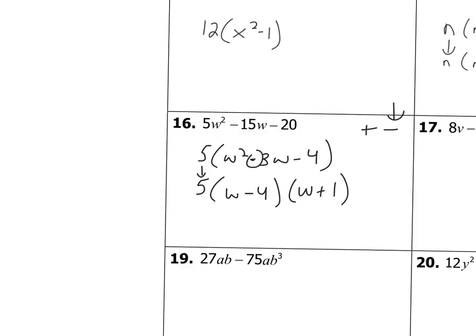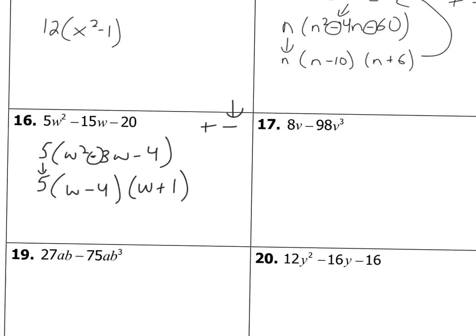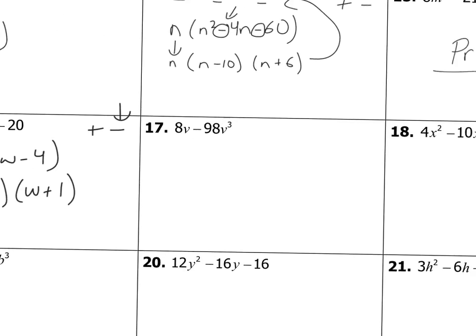Remember, we took the GCF out. Make sure you bring that back down. Now we have 8v minus 98v to the third power. So it looks like we could take a 2 out and a v, right? And that would leave us with 4 minus 49v squared. And now we could do the difference of squares here.